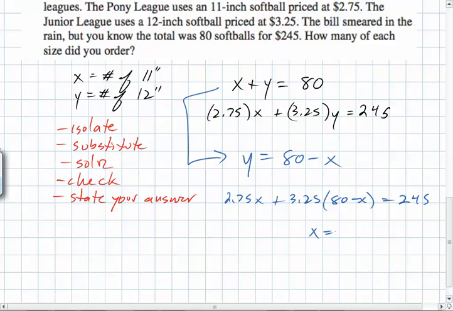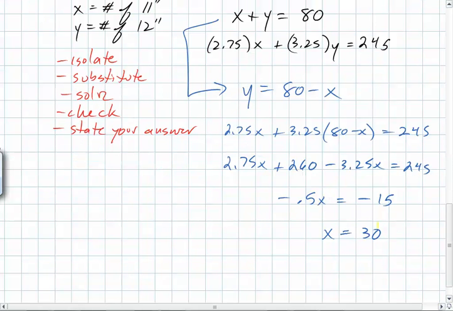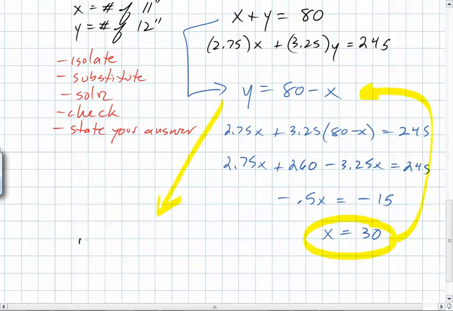2.75x plus 240 plus 20 is 260 minus 3.25x equals 245. And what do you end up with? You end up with negative 0.5x is equal to negative 15. So x is equal to 30. And now what do you do with 30? You have a nice equation right here. You have a nice one right there. So what does y equal? 80 minus 30 is 50.